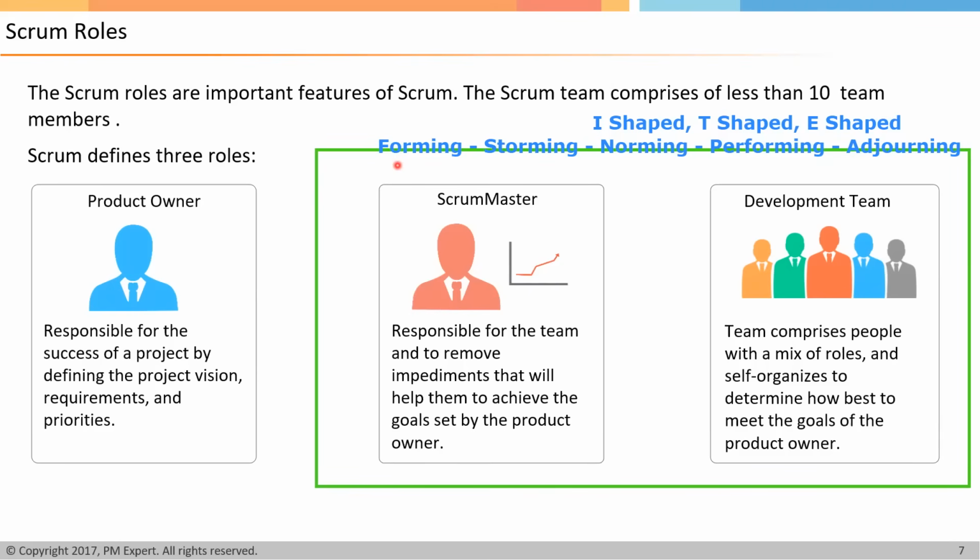Now, at this point of time, since the team knows very little about the work, the primary role of the manager, the project manager, is to direct. He can direct. Now, slowly the work starts coming in.